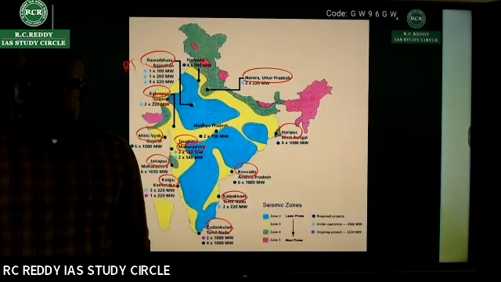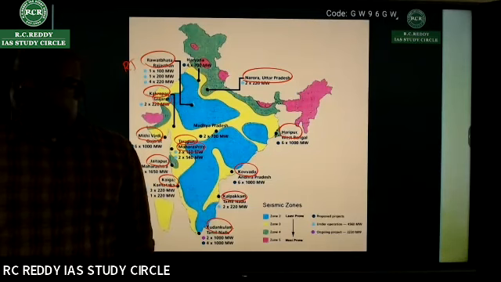And when the target talks about climate neutrality and carbon neutrality by 2070, the honorable Prime Minister had declared that we are going to be carbon neutral by 2070 as part of Panchamrit.